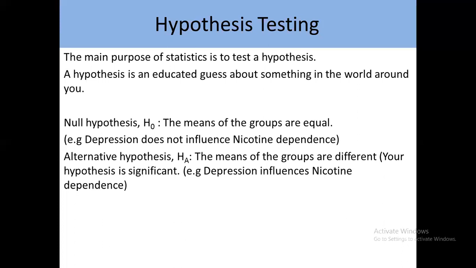So what we did there is a hypothesis. A hypothesis is an educated guess about something in the world around you. So what we do is we make two types of hypothesis. The first hypothesis is called the null hypothesis, and it means the means of the groups are equal. What this means is, for example, our null hypothesis can be depression does not influence nicotine dependence. That's an example.